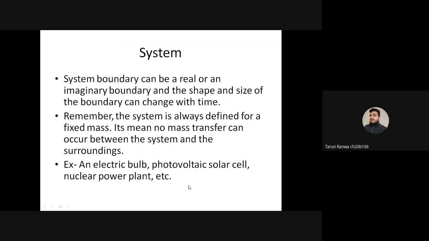The system boundary can be a real or an imaginary boundary, and the shape and size of the boundary can change with time. So the size of the system can change. Remember, the system is always defined for a fixed mass. It means no mass transfer can occur between the system and the surroundings. Some examples of a system are an electric bulb, a photovoltaic solar cell, a nuclear power plant, etc.